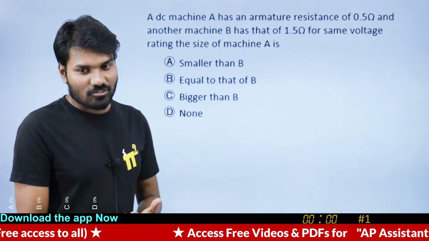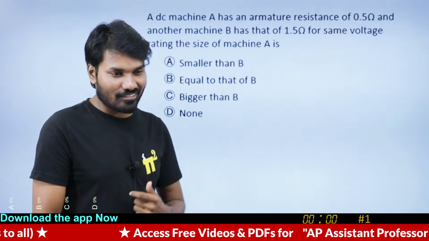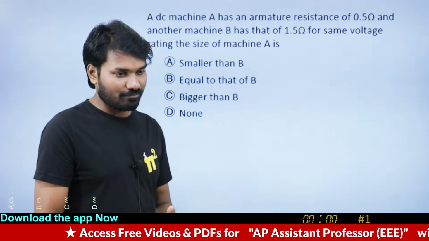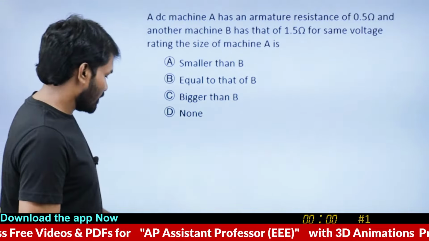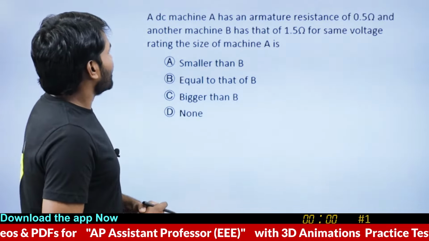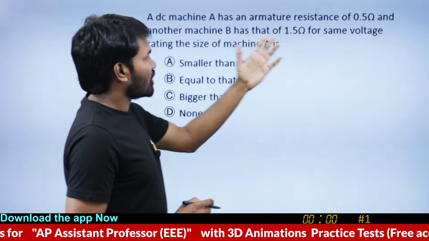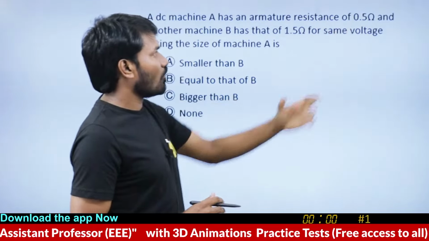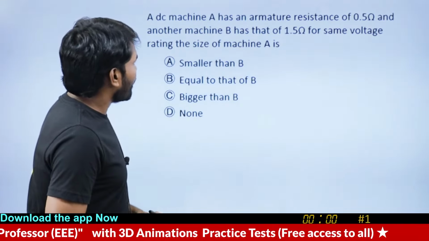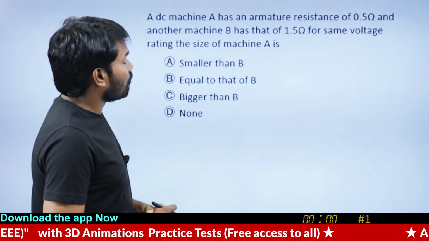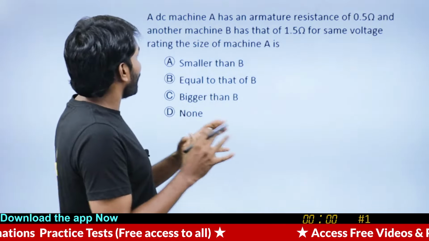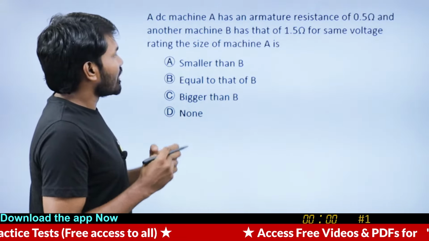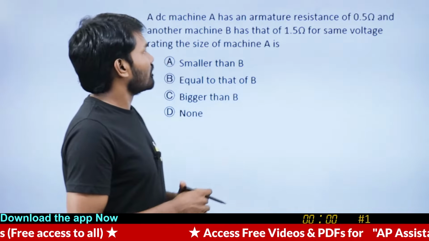Those who answered, the answer is C. Let me check whether your answer is right or wrong. DC machine A has an armature resistance of 0.5 ohms, and another machine B has a resistance of 1.5 ohms. For the same voltage rating, the size of machine A is?